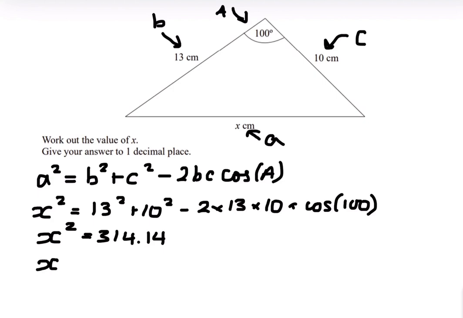This gives us that x is equal to 17.7 centimetres to one decimal place. Remember, you should always include the units of length when you're giving your answer.